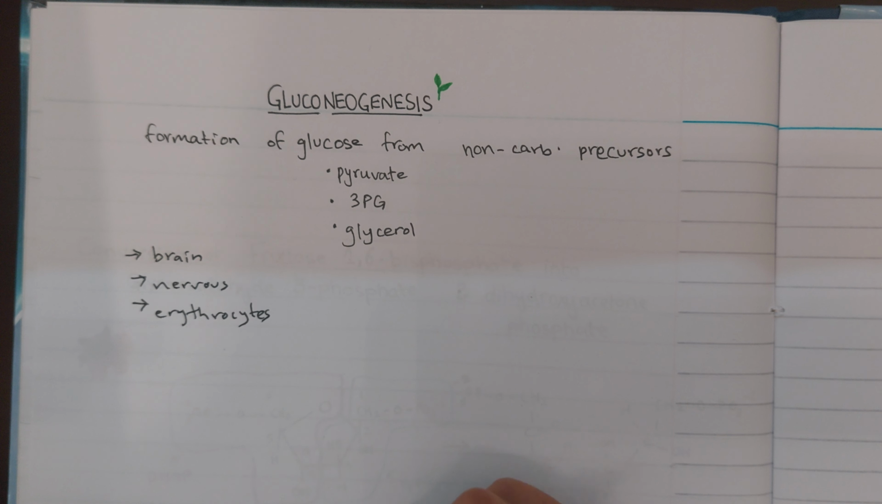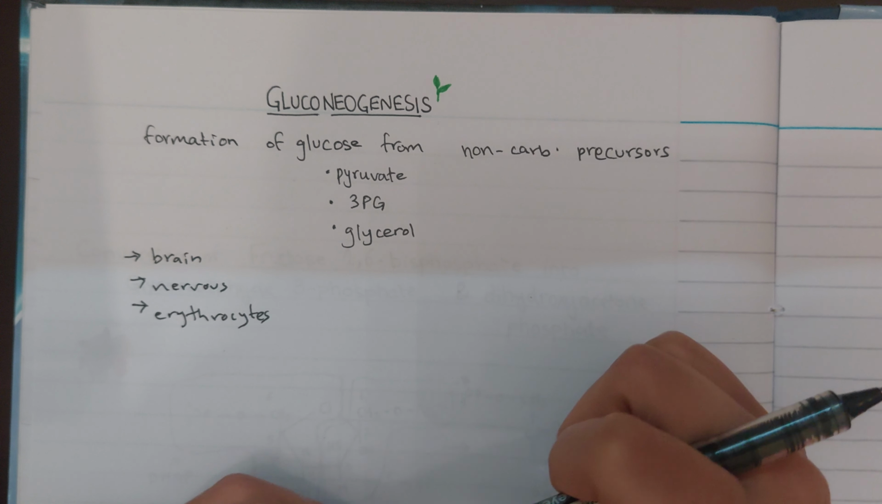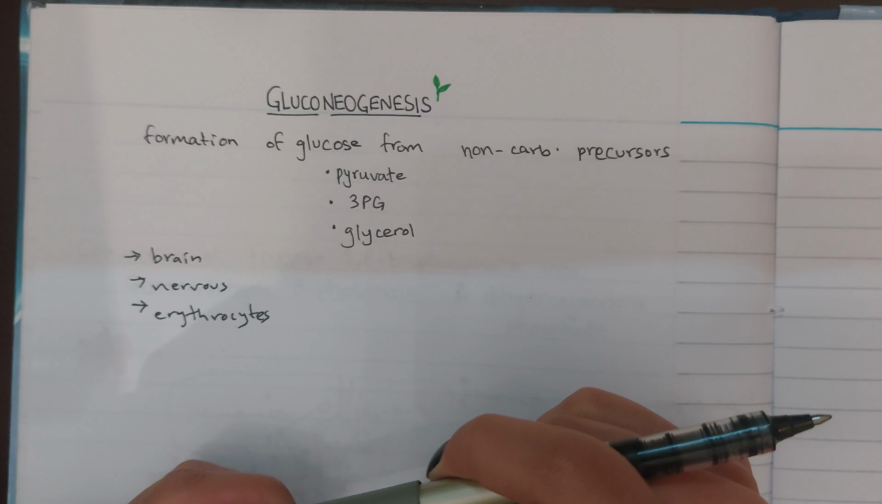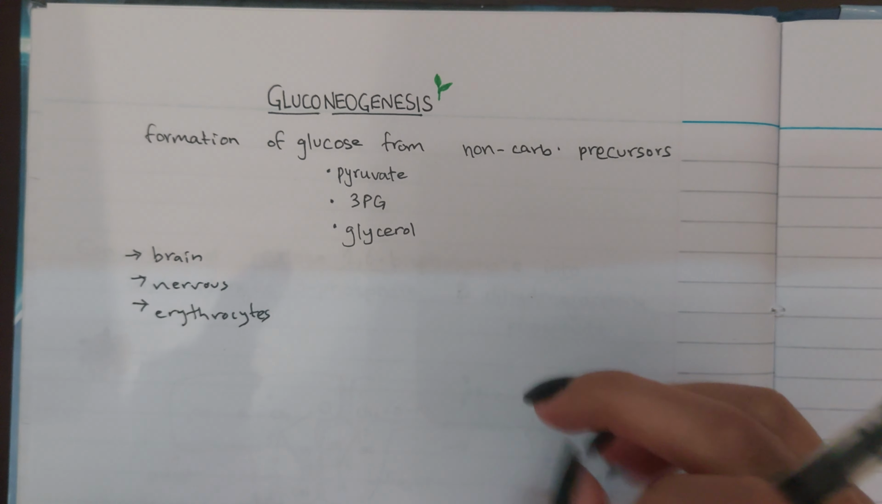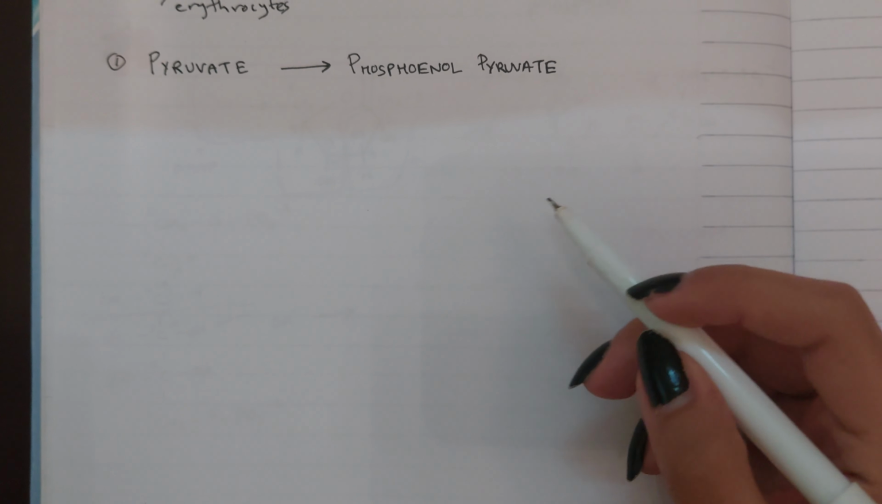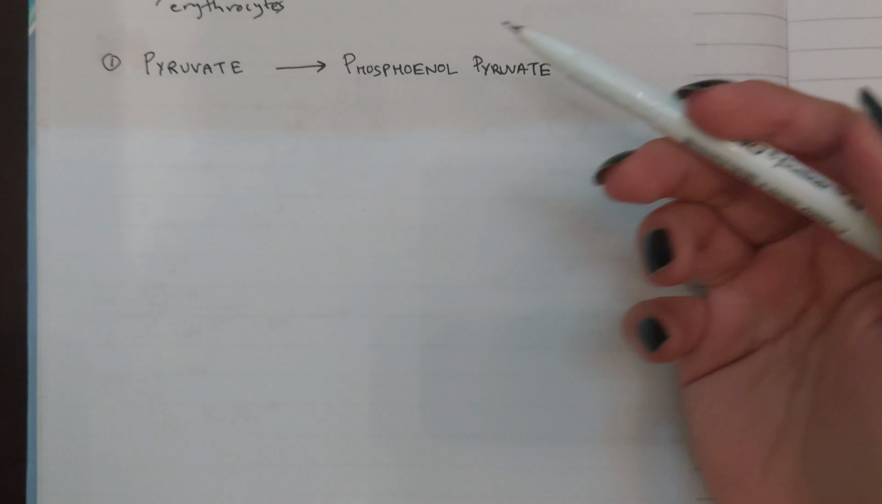So, gluconeogenesis is just like glycolysis, but it goes in reverse. And there are 7 similar steps, but 3 different. So, those 3 different steps I will be talking about today. And it begins with the end product of glycolysis as it goes in reverse.